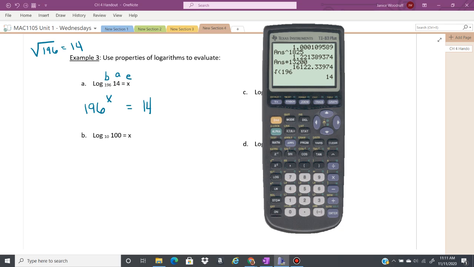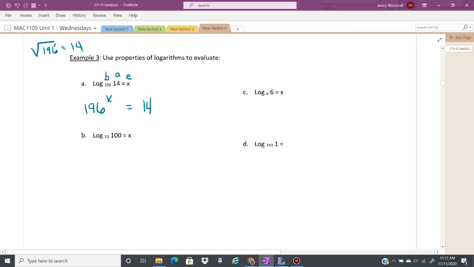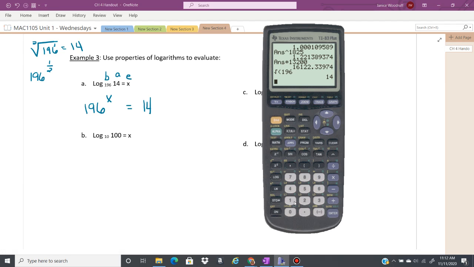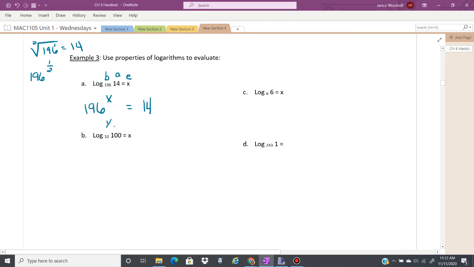So how do I write that as an exponent? Remember, you can write a radical as an exponent. Remember my other acronym, TIBO: top inside, bottom outside. The inside of the radical goes to the top of a fraction, and the outside of the radical, which in this case is the second root, goes to the bottom. So 196 to the 1/2 is the same thing as the square root of 196. You can check that by doing 196 to the 0.5. It's the same thing as the square root. So here, your x would be 1/2.